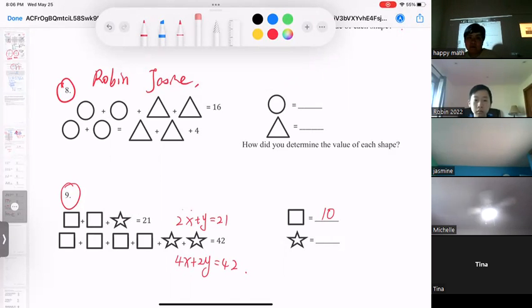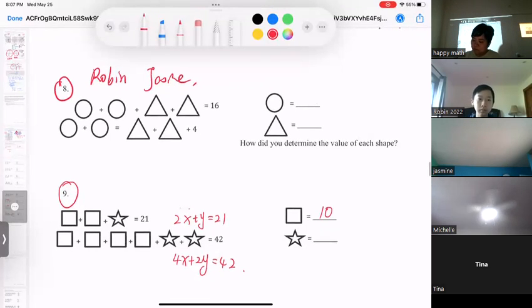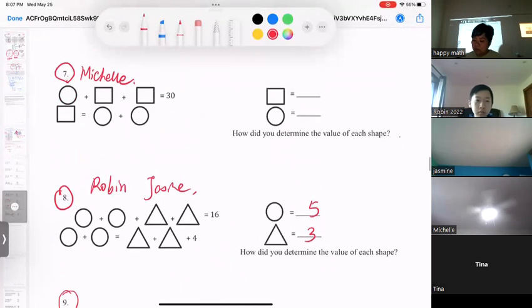And Robin and Jasmine, what do you think for question 8? The circle is 5 and the triangle is 3. 5 and 3. It is. Good job, Robin. Pretty good. And Jasmine, Michelle, what about 7?